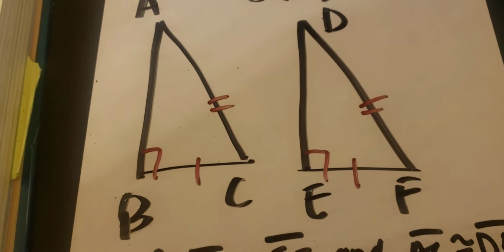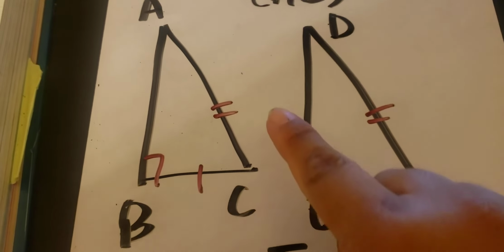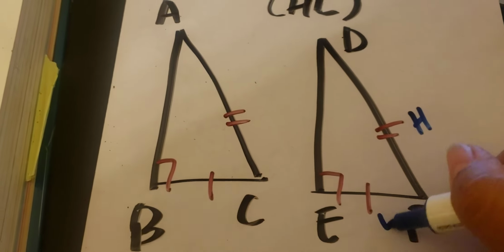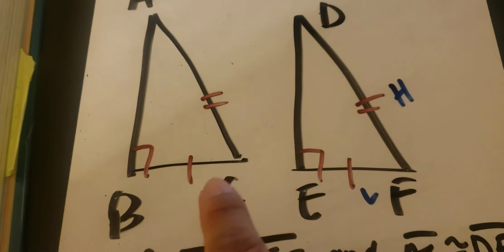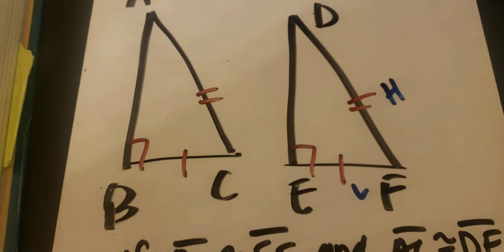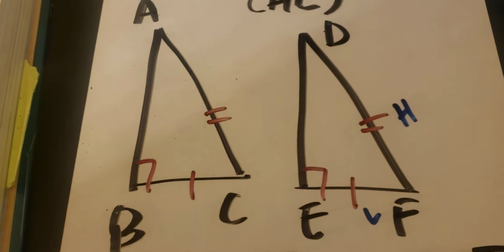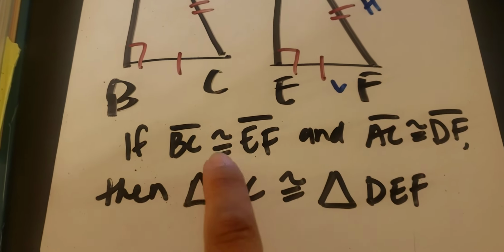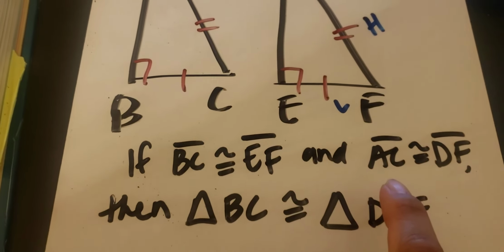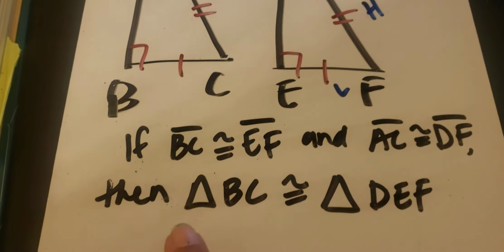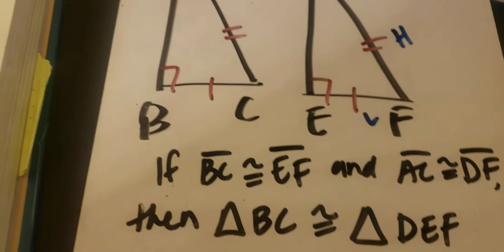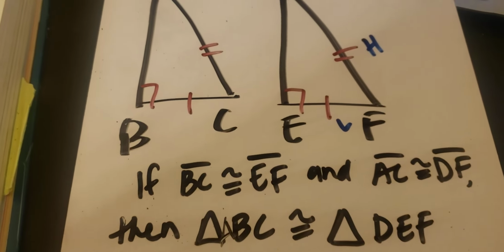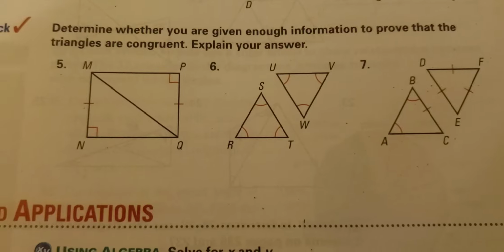Okay, so why are these two triangles congruent? Because of the HL theorem, okay? This would be the hypotenuse, this would be the leg, okay? So HL. And again, HL only gets used for right triangles. So now let's look at our congruency theorem. If leg BC is congruent to leg EF and hypotenuse AC is congruent to hypotenuse DF, then triangle ABC is congruent to triangle DEF.